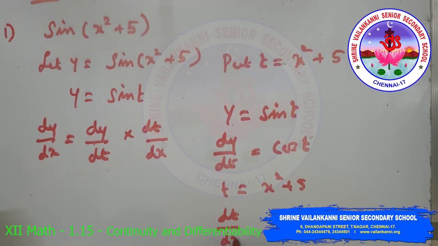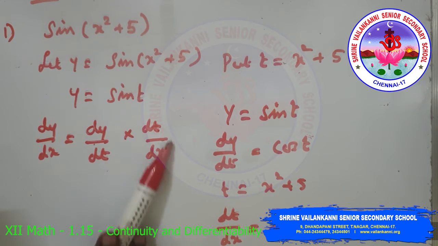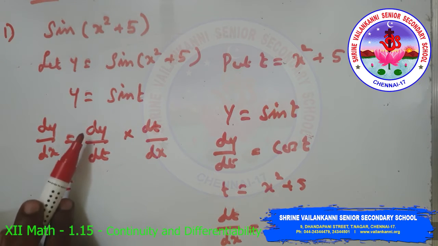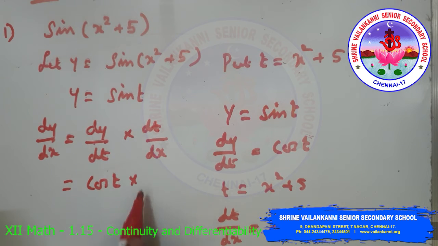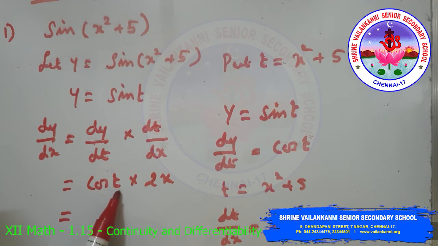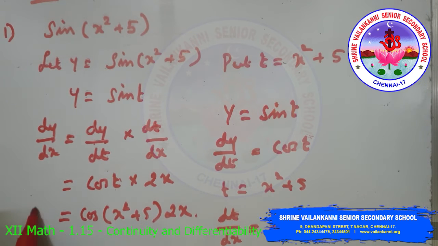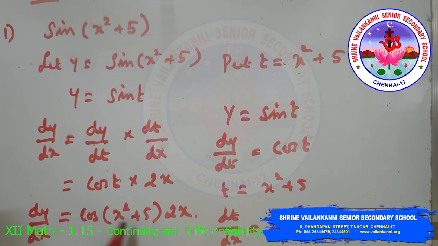dt by dx is equal to 2x, since differentiating a constant we get 0. So dy by dt is cos t and dt by dx is 2x. Substituting here, dy by dx equals dy by dt, which is cos t, into dt by dx, which is 2x. So replacing the value of t, we get cos of x square plus 5 into 2x. So dy by dx is equal to cos of x square plus 5 into 2x.